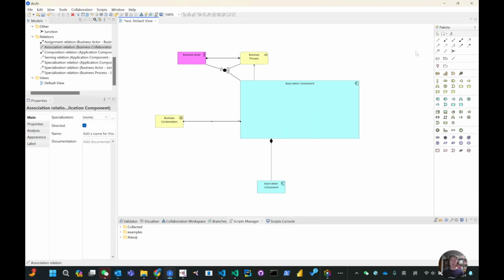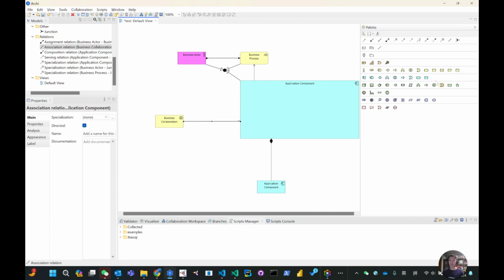I can briefly show you here. If you look at those notations, you may see this one is the application event. The event is also a notation in the business layer as well as in the technology layer. That is exactly the same. Like this is the function, here is the function, here is the function. And similarly for those five or six common sets.